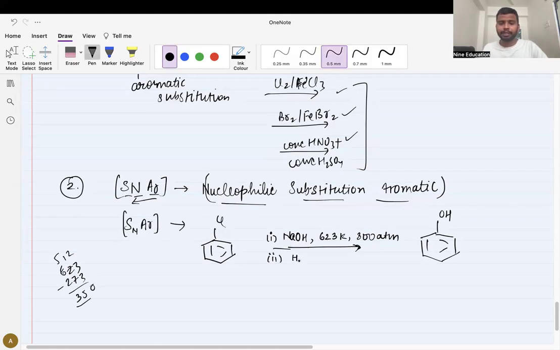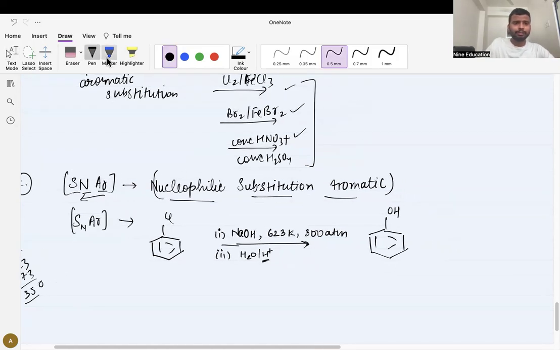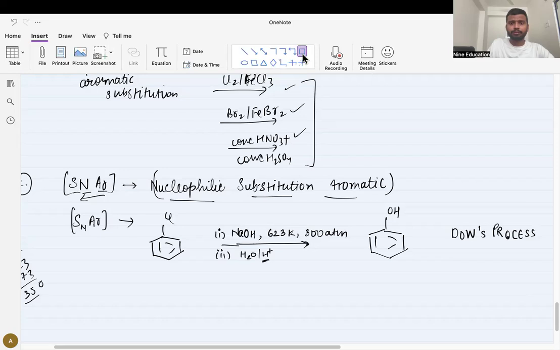Second, I put H2O, H positive. If I put acid, HCl in water, I will get this OH as our product, and this reaction is known as the Dow process. What do we call it? The Dow process.